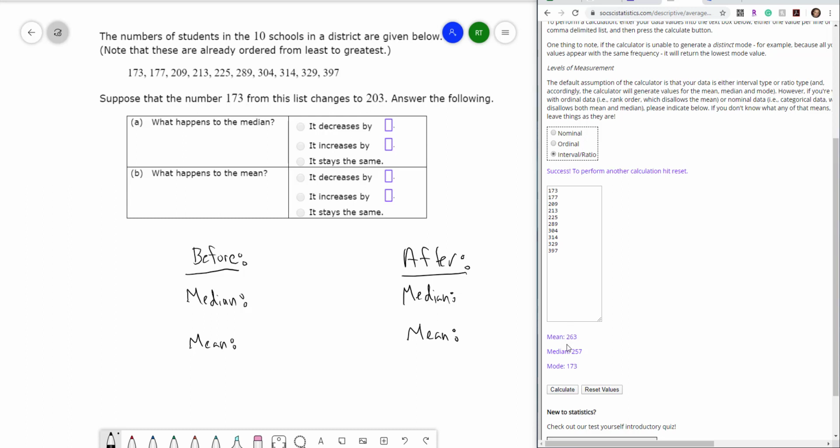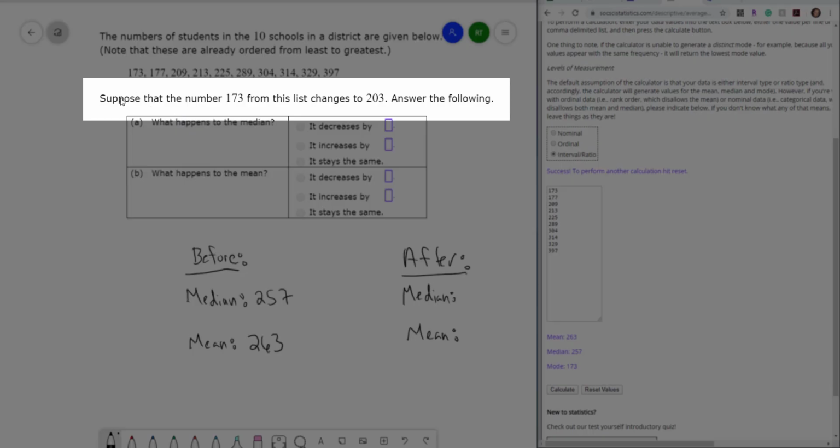And you can see here in blue, it tells you the mean, the median, and the mode. But we only need the mean and the median for this topic. So now in my notes, I'm going to type in the mean is 263. The median is 257. Now looking at the instructions underneath the set of data here, it says suppose that the number 173 from this list changes to 203.